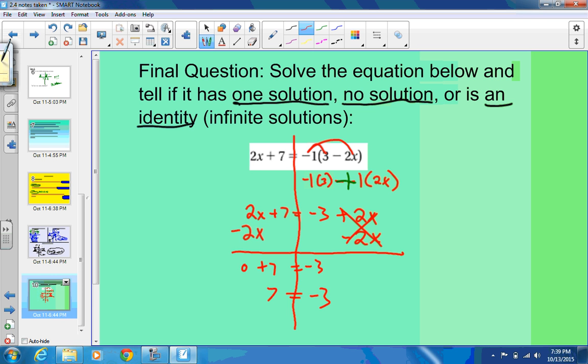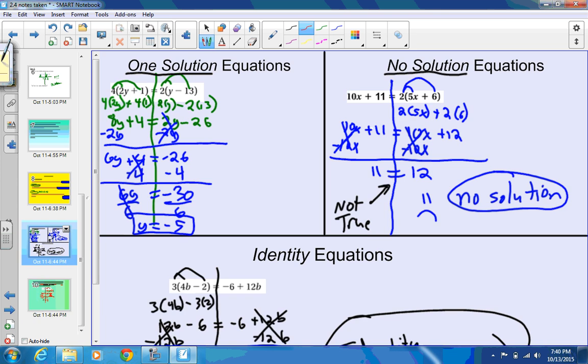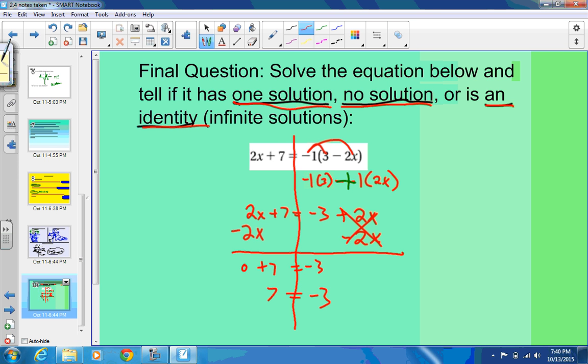I want you to tell me, is there one solution, no solution, or an identity situation here? Please take a look back at your notes from these examples. They might help you.